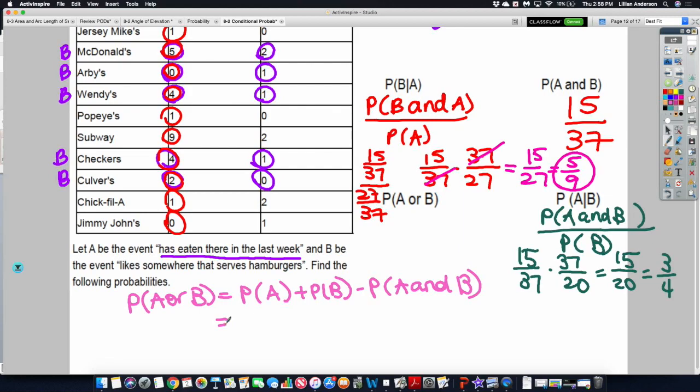A, I just scrolled up, was what? B, and A and B. So that's the probability that they ate somewhere that serves hamburgers or ate somewhere last week. All right. Look at the next slide.